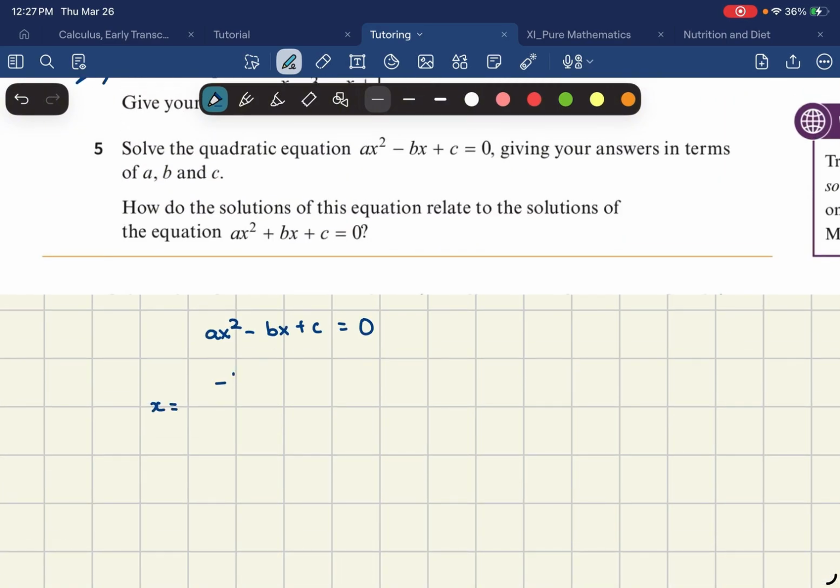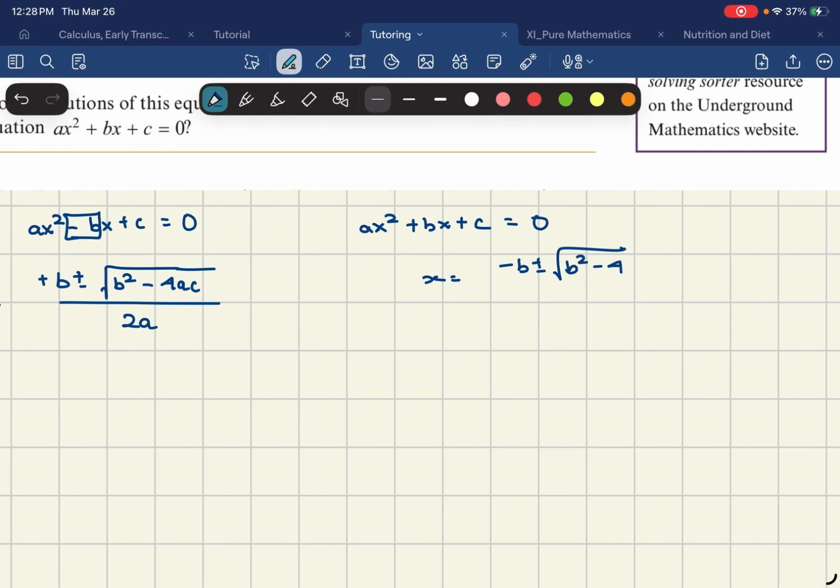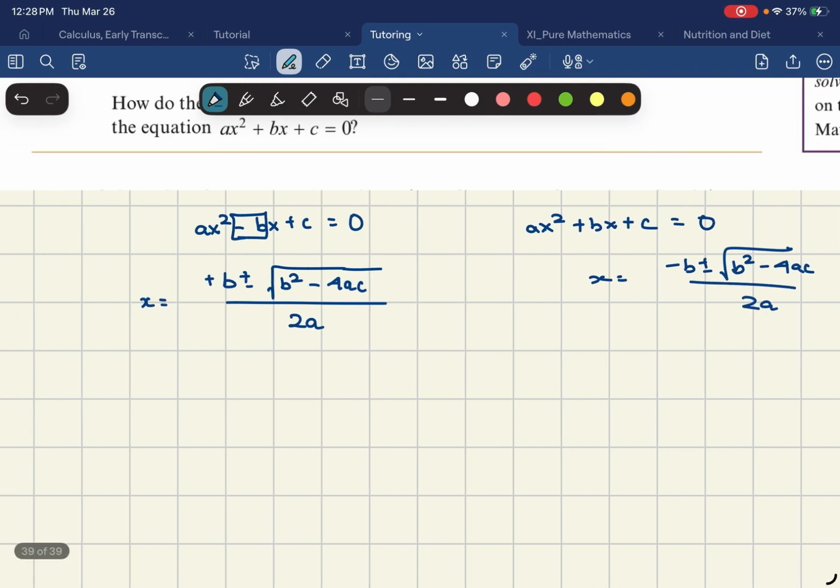So x is equal to minus of minus b, right? You take the negative of the coefficient in front of x. So that is just plus b, plus or minus the square root of minus b squared, which is still b squared, minus 4 times ac, divided by 2a. And that is just it. So basically the difference is that there is a sign change. So when our quadratic equation is ax squared plus bx plus c, then the solution has minus b, plus or minus the square root of b squared minus 4ac over 2a. So if our equation has a minus b, then it changes to plus b.